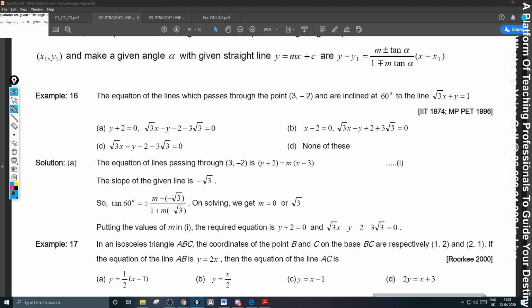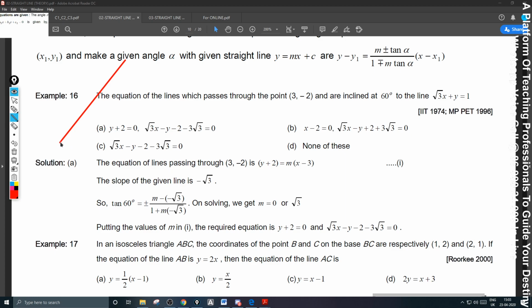In the next problem, you have, in an isosceles triangle ABC, the coordinates of the points B and C on the base BC are respectively (1, 2) and (2, 1). If the equation of the line AB is y = 2x, and the equation of AC is... Let me write the data first, and after that I'll take the whiteboard.